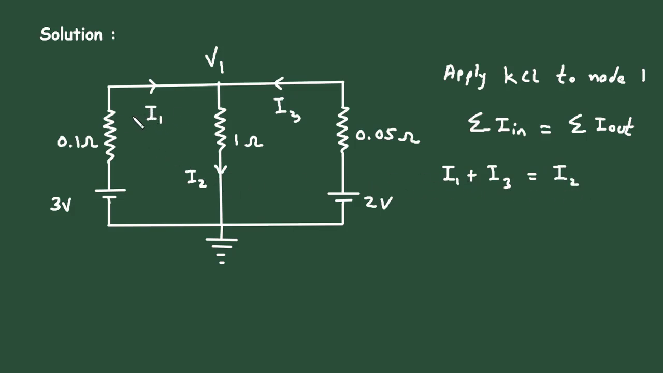Now we will write these currents in voltage form. I1 will be 3 minus V1 divided by 0.1, then plus I3, which is 2 minus V1 divided by 0.05, is equal to I2. It will be V1 minus 0 divided by 1, so we can directly write V1 only.